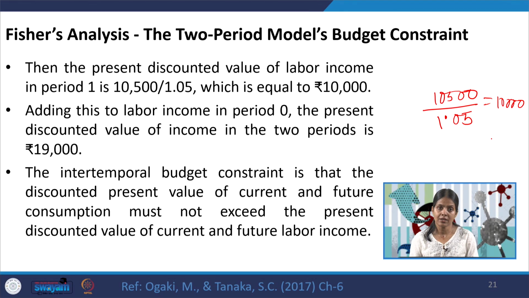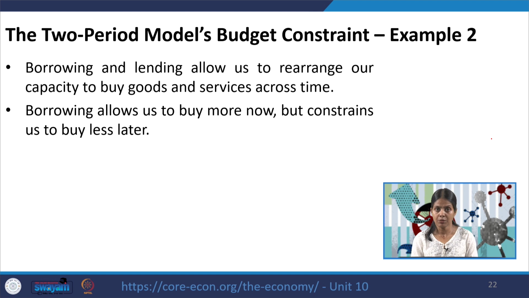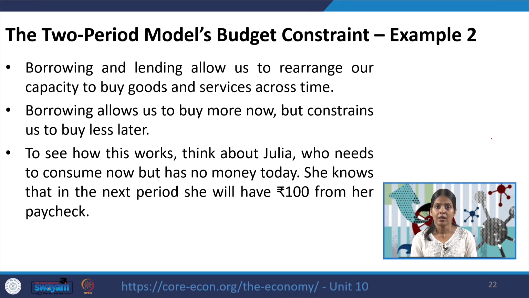The intertemporal budget constraint is that the discounted present value of current and future consumption must not exceed the present discounted value of current and future labor income. Borrowing and lending allows us to rearrange our capacity to buy goods and services across time. Borrowing allows us to buy more now, but constrains us to buy less later. To see how this works, think about an individual called Julia who needs to consume now but has no money today. She knows that in the next period she will have $100 from her paycheck.